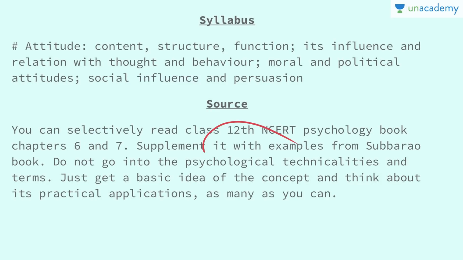Do not get into psychological technicalities and terms. I had psychology optional, so I know it is very painful, so don't get into all that. Just try to get a basic idea of the concept, and think about its practical applications, as many as you can. That is all that is needed from your side.